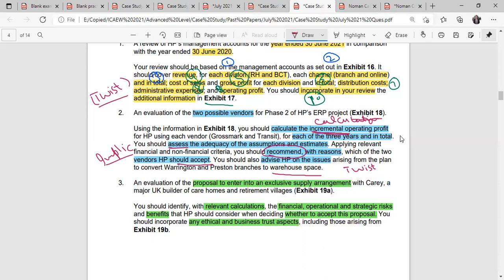Moving on to the last part for today, that is going to be requirement 3, an evaluation of the proposal to enter into an exclusive supply arrangement with C, a major UK builder of home cares and retirement villages. You should identify with relevant calculation. Again, this is going to be something good for me.